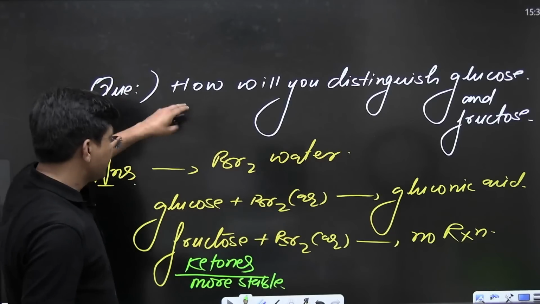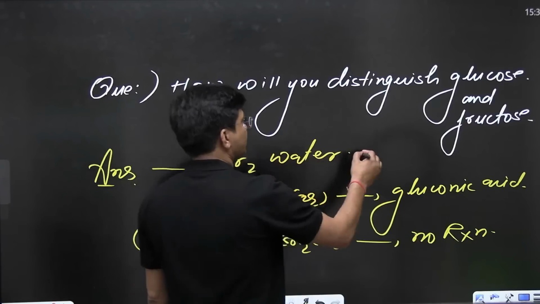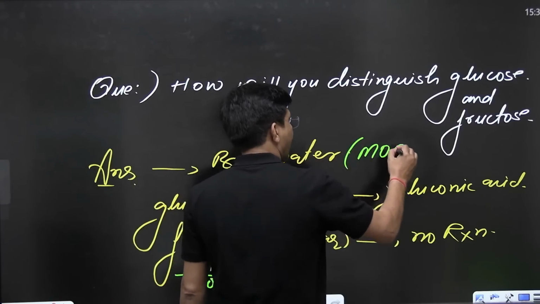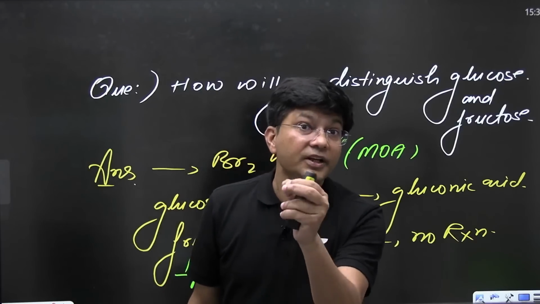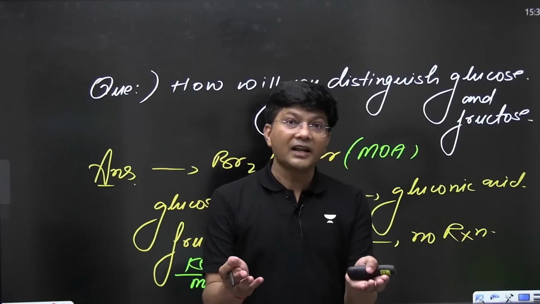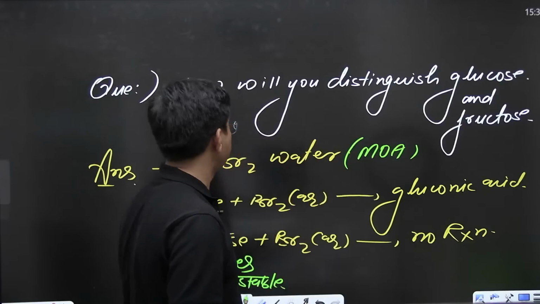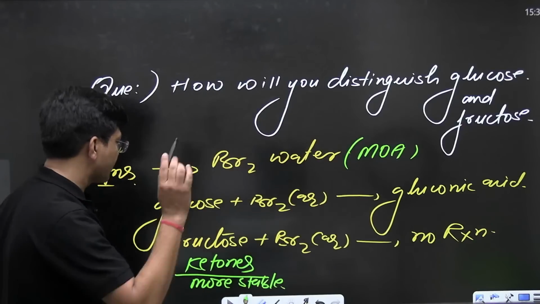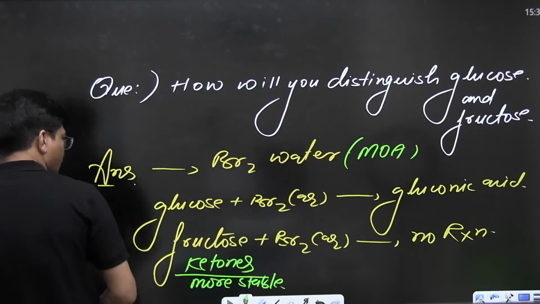This ketohexose is not going to react with bromine water because bromine water is a mild oxidizing agent, and do remember, fructose reacts with Tollens reagent and Fehling solution. Now you will say Tollens and Fehling reagents are also mild. Yes, they are mild agents. Then why is fructose going to react? See the question. Try to understand what the question is.